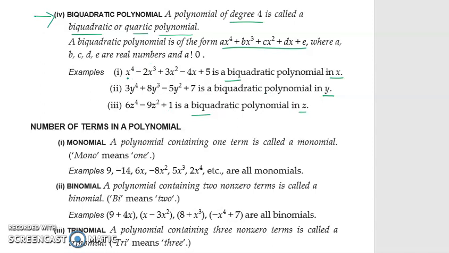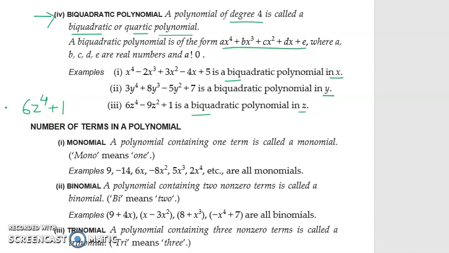If you see in the first example, the powers are written in decreasing order: 4, 3, 2, 1, constant. In the third, 4, 2, constant, and after 4 there is no term of degree 3, so it does not make any difference. You can directly write minus 9z squared plus 1. Even if you write 6z^4 plus 1, this is also a biquadratic polynomial. Why? Because the variable here is z, and the highest power is 4, which is called the degree. Even if you do not write terms of degree 3 and 2, that is correct, students. It is not wrong.